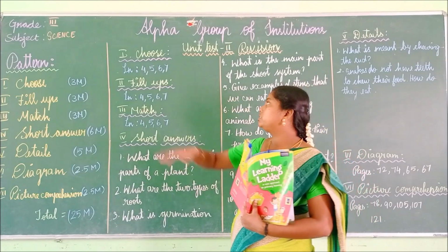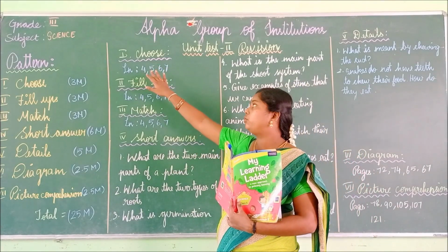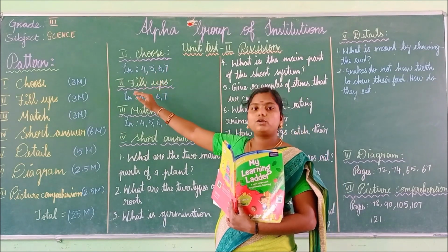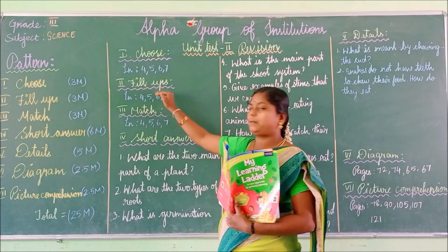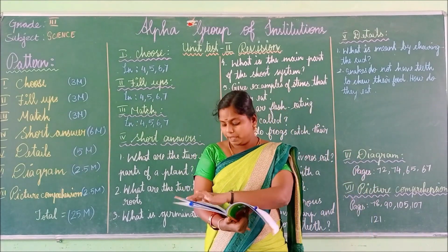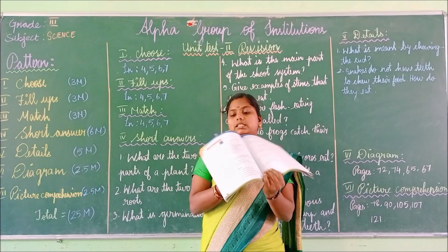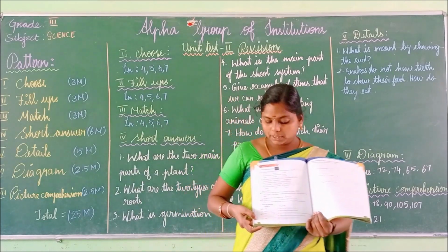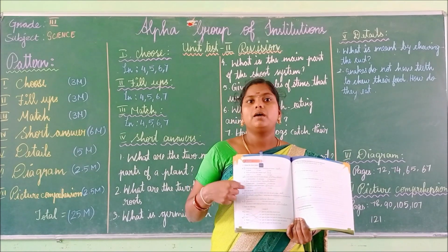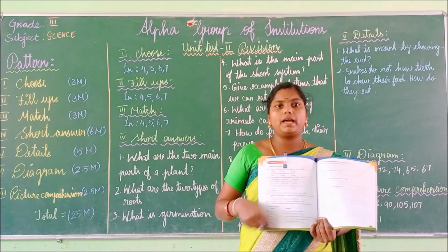So your first part, choose the correct answer for your 4 lessons, is over now. Shall we move on to the next part? Part 2, fill-ups. So here, take page number 68. Part 2, fill in the blanks.